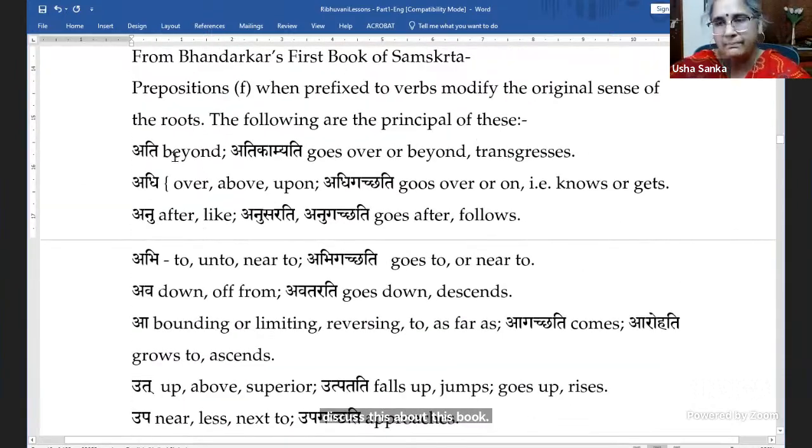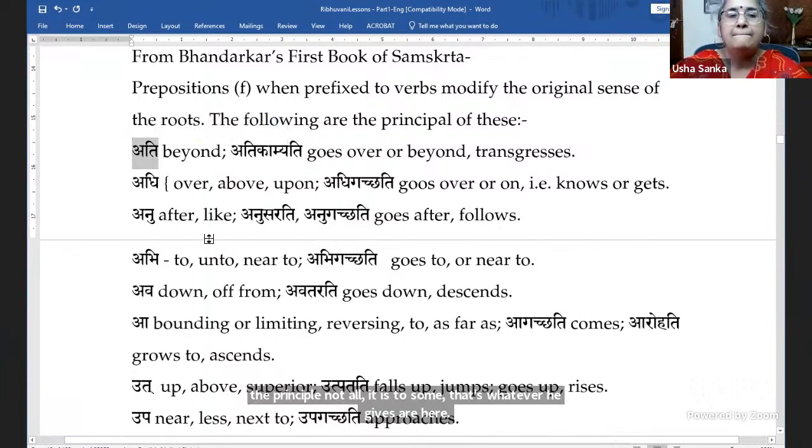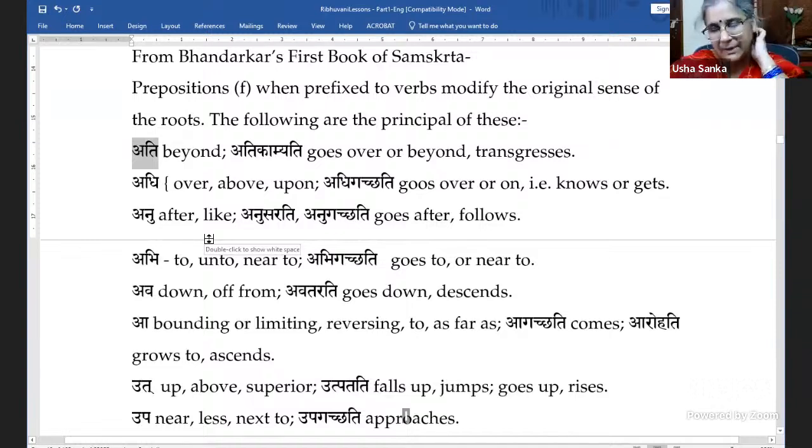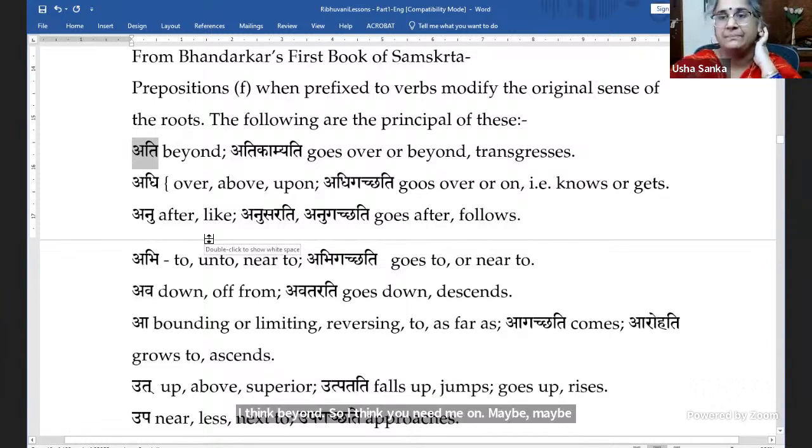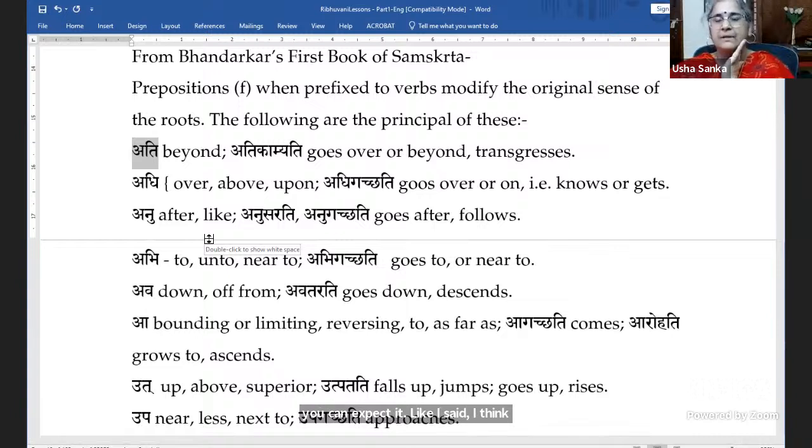He gives some upasargas. Whatever he gives are here. Ati: beyond. So ati can mean beyond. Maybe you can expect it. Like I say ati gacchati. Ati gacchati. So he goes beyond.